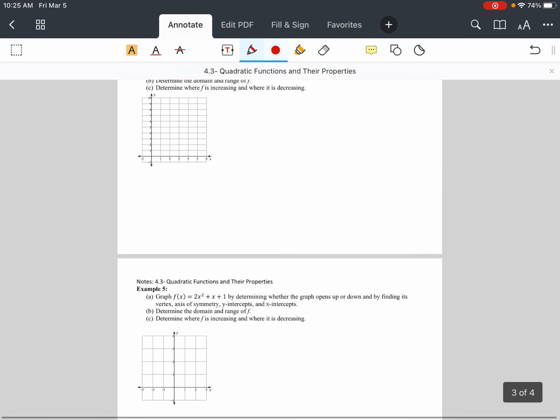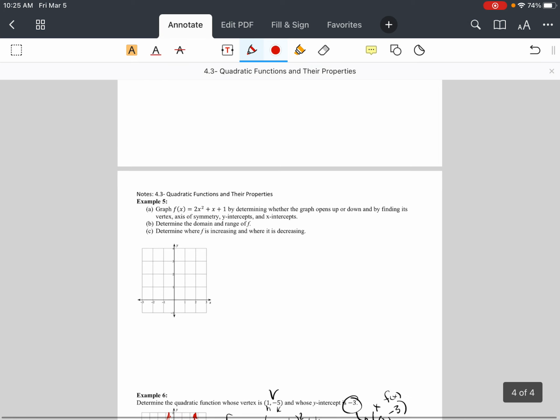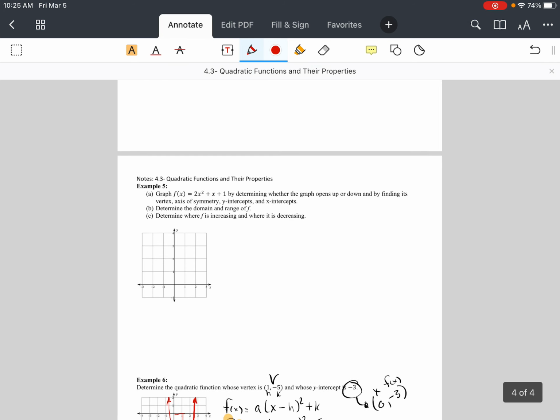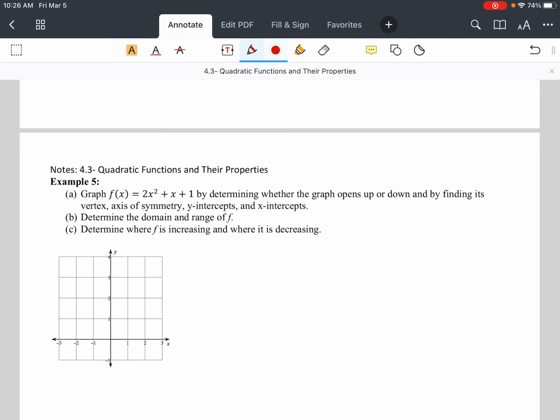All right, and that's it. Again, we're going to save examples number 4 and 5 for in class. If you are one of those people who are out of class and need the extra help, feel free to reach out.